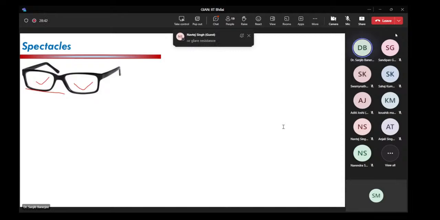Swaminathan, please unmute. So for example, if you have any photoactive material which is made photochromatic. Okay, got it. Photochromatic. Okay, lightweight is correct.